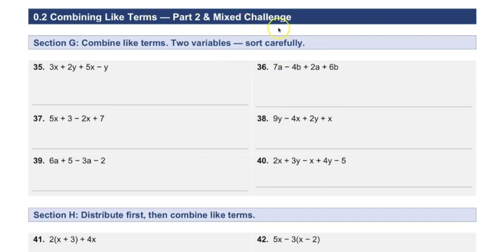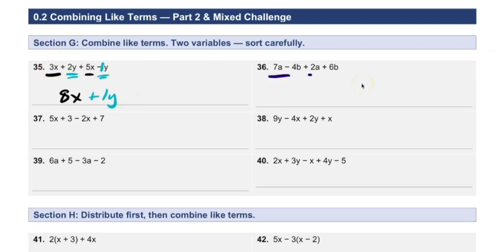Combine like terms, mixed challenge. So it's the first one here. We're going to add up like terms. We can only add the x's with the x's. That gets us 8x. Then we can add the y's with the y's. So 2y minus 1y is 1y. Again, note, it's not x squared, it's not y squared. It's just, oh, I have this amount of x's, this amount of x's. Add them up.